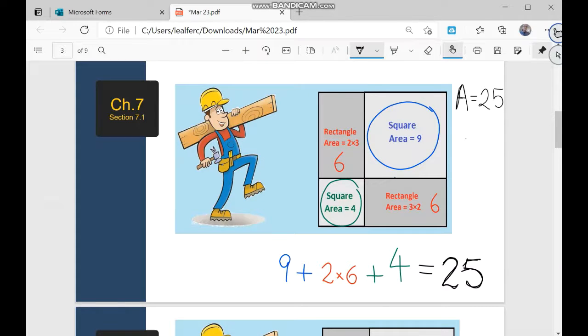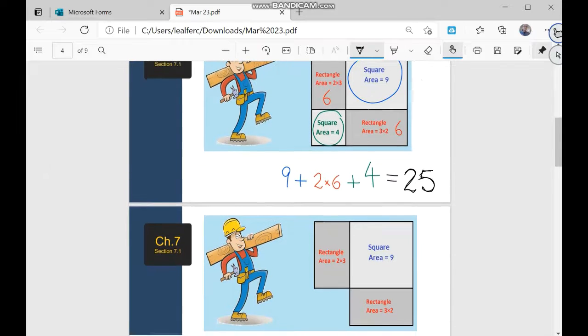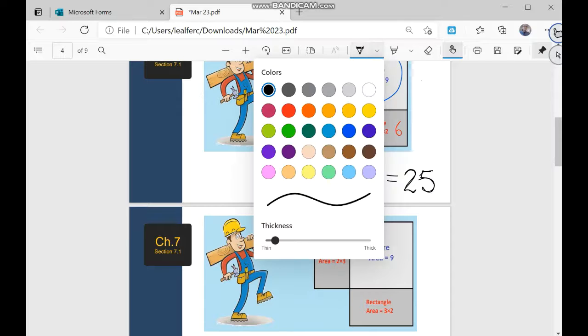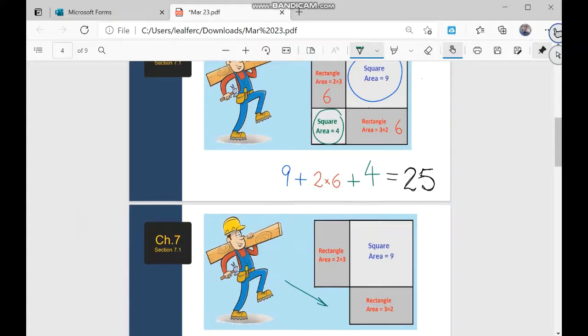Now check the next picture and compare it with the previous one. Check the next one. Something is missing. Can you see? Can you identify what's missing? Can you check the next picture and tell me what's missing? Something is not there. What's missing here?